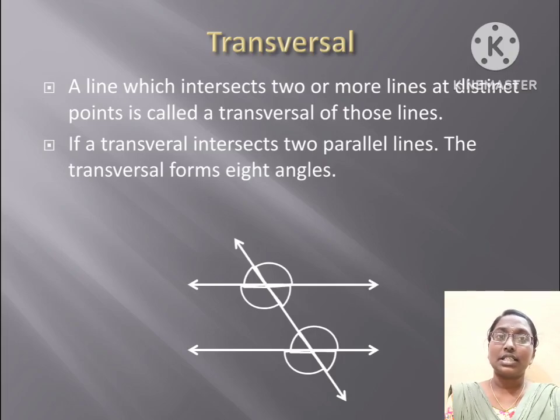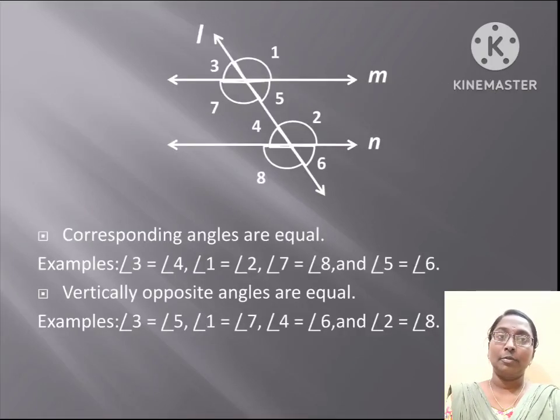If a transversal intersects two parallel lines, the transversal forms 8 angles. The image you can see is an example of a transversal line. The line passes through two parallel lines and it has 8 angles. Now we are going to name the lines and the angles. The parallel lines are named M and N, and the transversal line is named L. The angles are numbered from 1 to 8. So the properties are as follows.